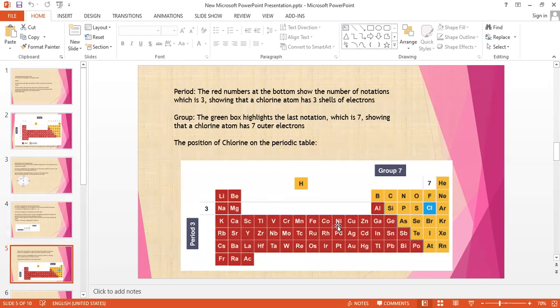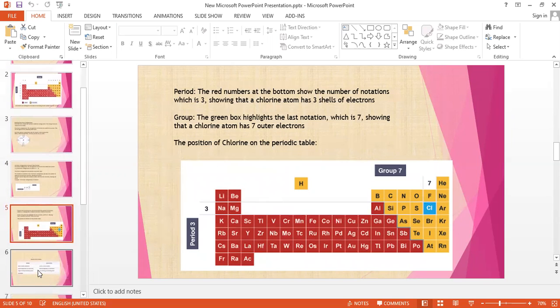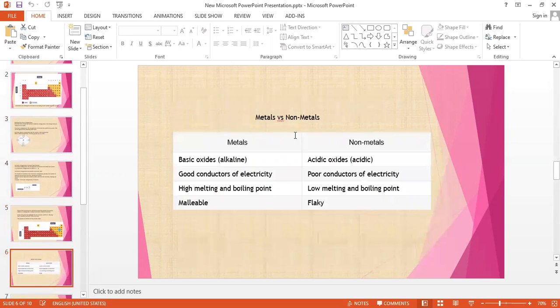This is the position of the table, group 7, periodic group, and I have already discussed this, right? Yes, sir. Okay, now metals versus non-metals. So this is metal, this is the non-metal. This is the difference between metals and non-metals.